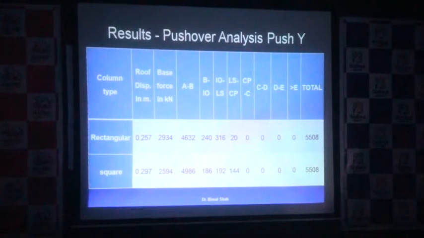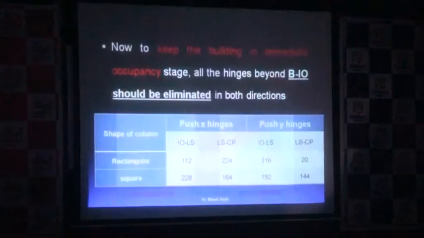Okay, so what will happen is that in the Y direction we had some results looking something like this. I will not bother you now. What we did was that we wanted to keep our building in the immediate occupancy stage. So what we needed to do was that all the hinges which were developed up to the performance point beyond the immediate occupancy stage were to be eliminated.